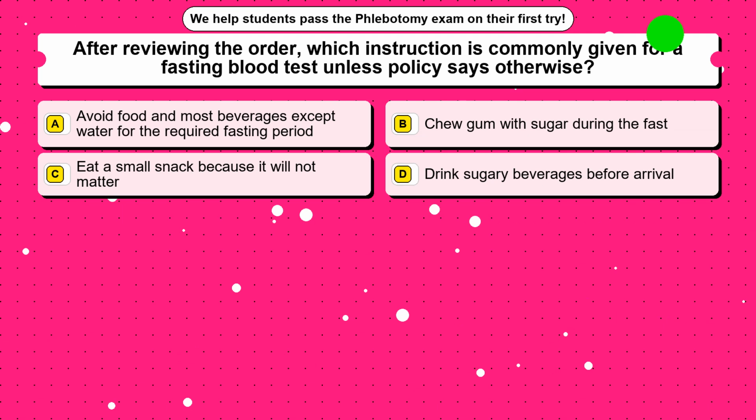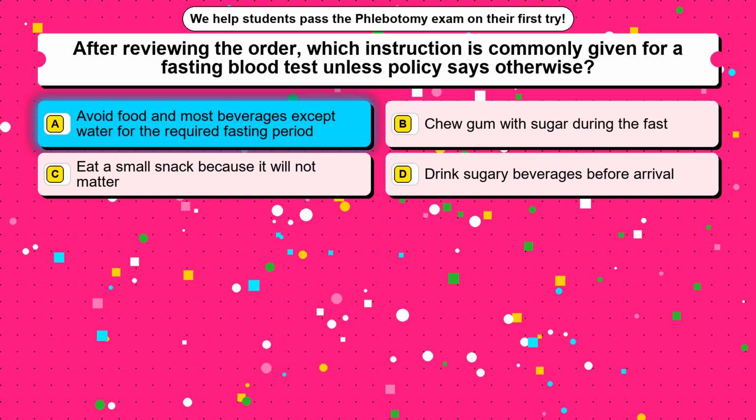Question 97. After reviewing the order, which instruction is commonly given for a fasting blood test unless policy says otherwise? Option A. Avoid food and most beverages except water for the required fasting period. Option B. Chew gum with sugar during the fast. Option C. Eat a small snack because it will not matter. Option D. Drink sugary beverages before arrival. The correct answer is option A. Avoid food and most beverages except water for the required fasting period.